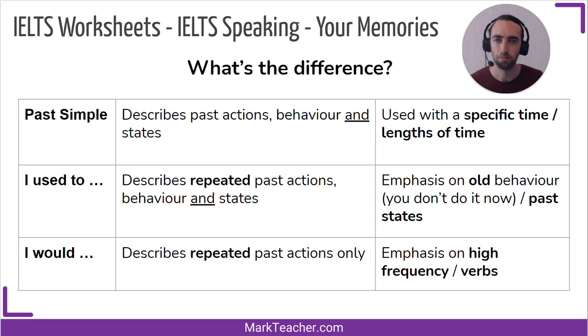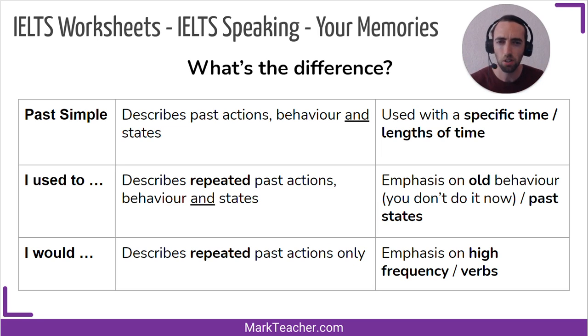Finally, I would. I would does not describe any states. So you can't say, I would be a teacher, or I would work in IT for many years. It only describes past actions, and the emphasis is on frequent actions and things you did a lot. For example, I would always do my homework in my living room. My family would usually eat dinner at the kitchen table with no phones. We also use would to describe details of specific actions and verbs.